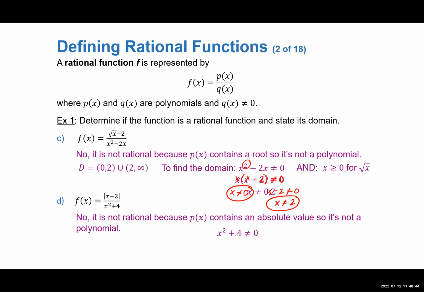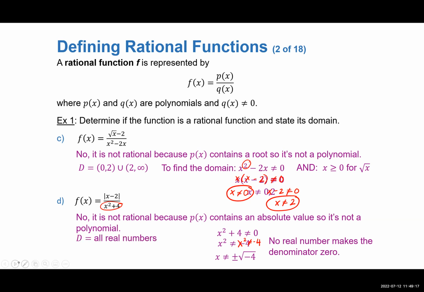X squared plus 4 is in the denominator, so we set that equal to 0, and we say which values make this equal to 0? Well, there is no value that when you square it, you're going to get a -4. That just can't happen. It's going to be a complex root. So no real number would make the denominator equal to 0, because there is no real number that when you square, you equal a negative. So the domain is all real numbers.